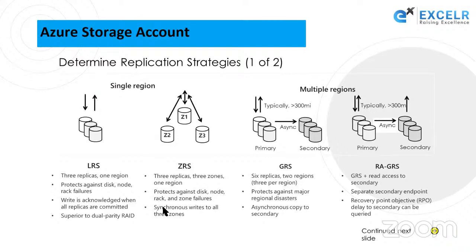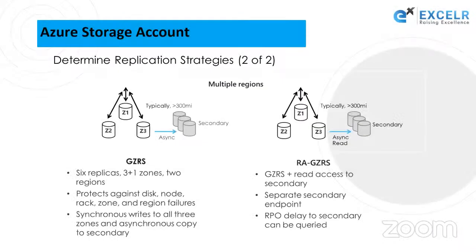When you use this, it is going to give you protection against disk, node, rack, and zone failure as well. This is a slightly higher level of replication as compared to your LRS. In this, the data is synchronously written to all the 3 zones within a particular region. Then we have the GRS. So what is GRS?